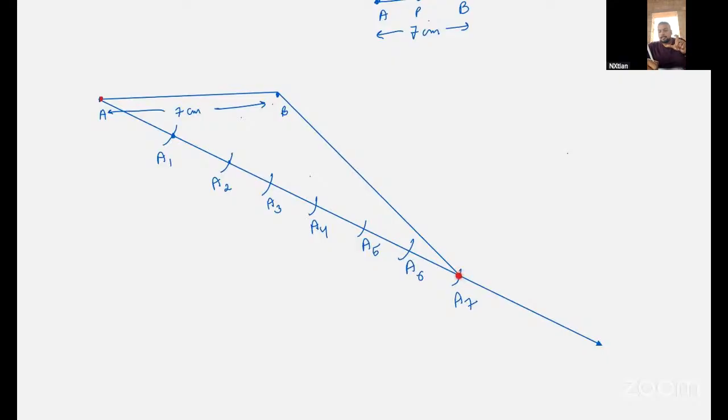Open the compass like any measurement. No problem in measurement. It's your choice how much you want to open. Then make an arc like this. I'm saying it again. Put the needle of the compass on A7. Open it to any measurement, not too big, not too small, like a medium range.